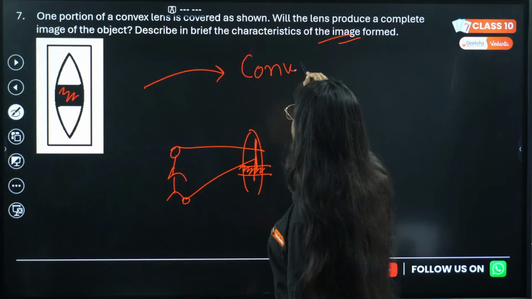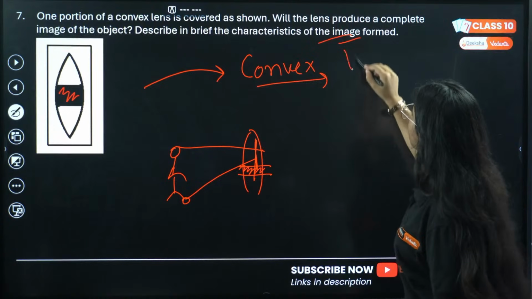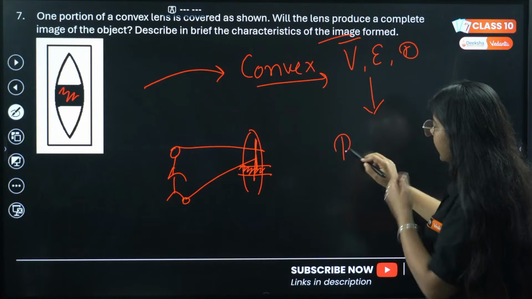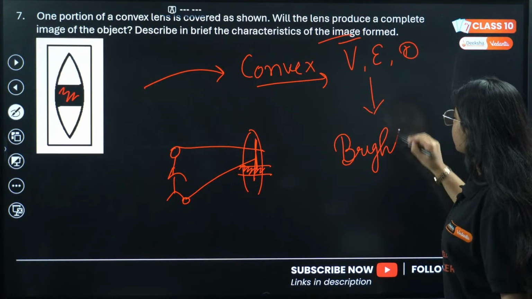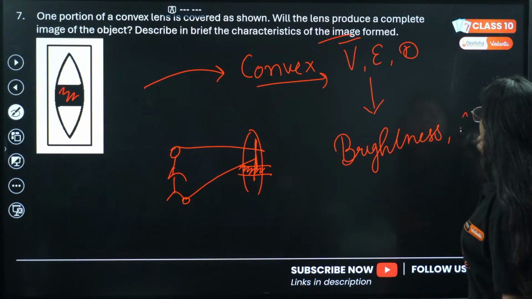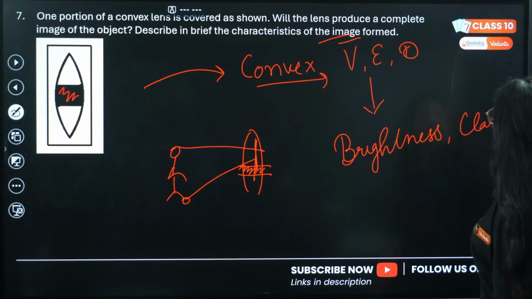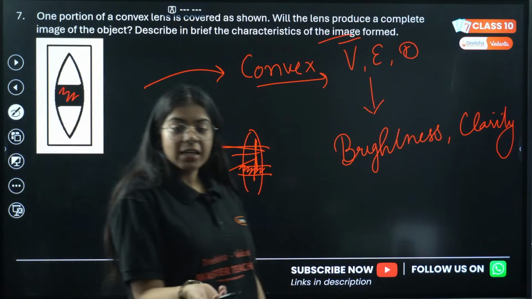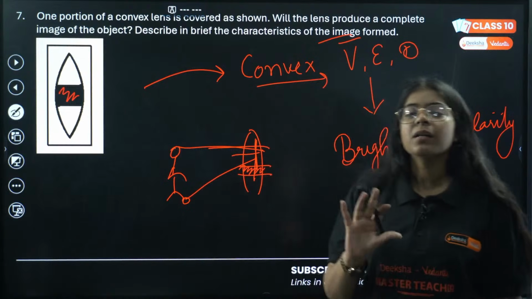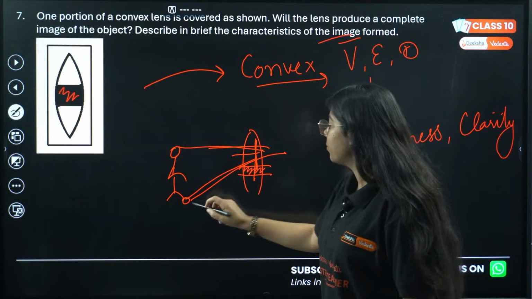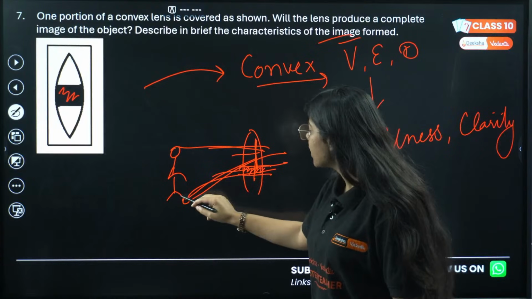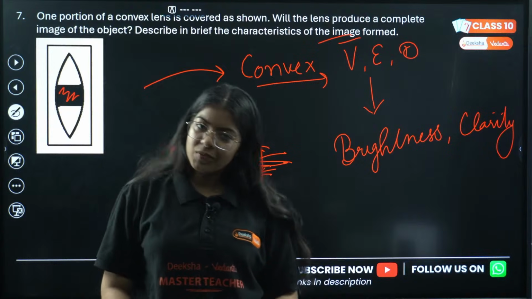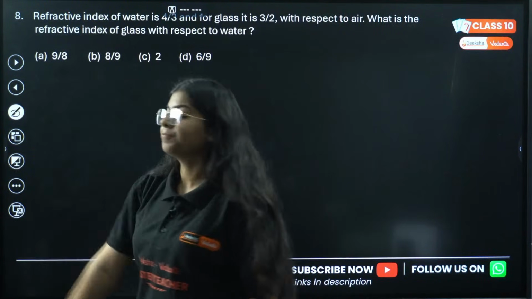So when you cover a part of the lens, since it's a convex lens, you can write that yes, the image will be virtual, erect and diminished, but the brightness or clarity of the image will be less, since fewer rays are passing through this lens. Some of the rays are getting absorbed by the covered part, but other rays are still passing. But instead of 3-4 rays going, just one ray is going, so the brightness and clarity of that image will be less. Okay, let's move on to the next question.